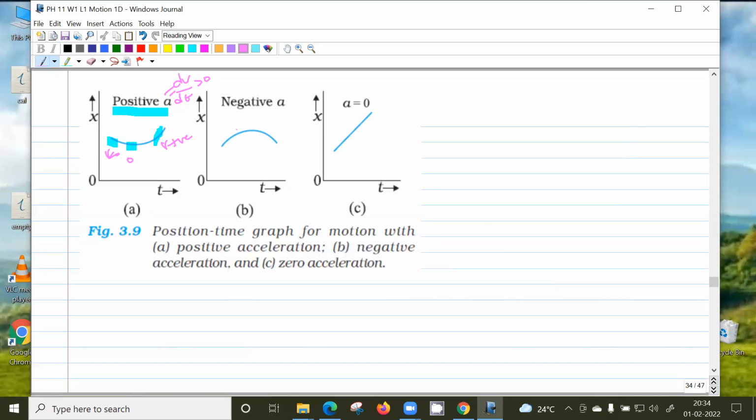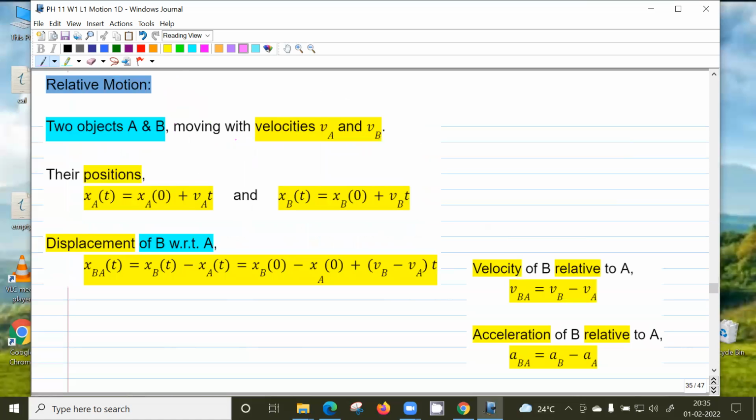Okay, so here slope is positive, slope is 0, and then slope is negative. Slope is what? Velocity. So velocity is decreasing, right? Velocity decreasing means negative a, and here slope is constant, so velocity is constant. That means rate of change of velocity, which is acceleration, is 0. So remember like this, u is positive a. This is inverted u. Okay, that's negative acceleration. Okay. Yes, sir.